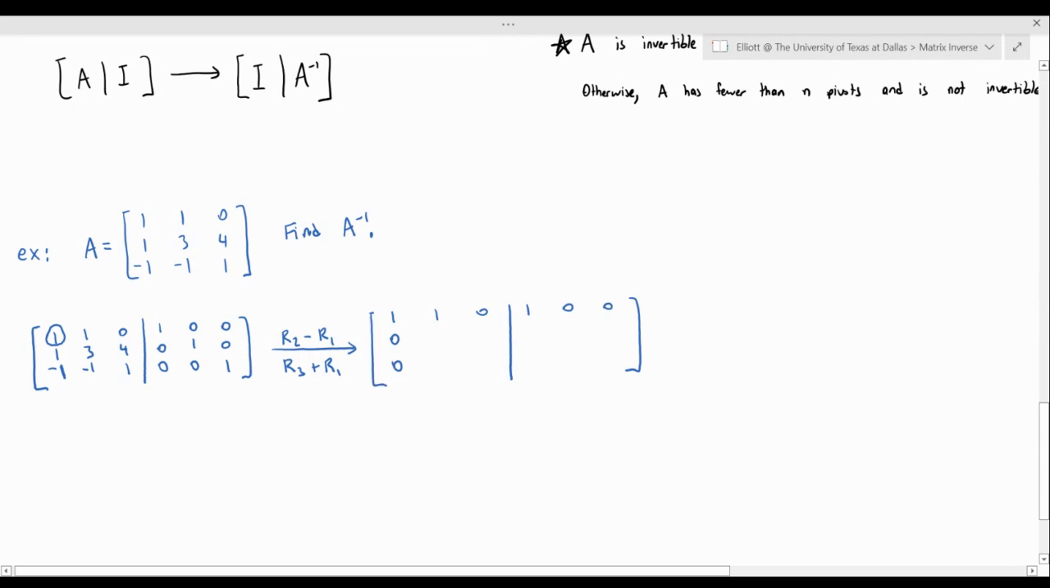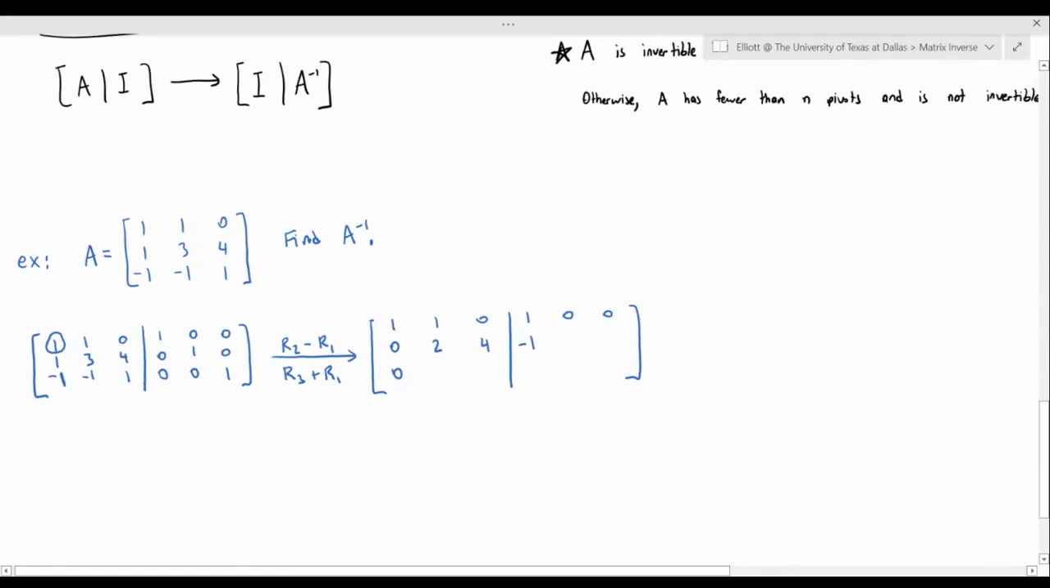Okay, so then let's start by computing the rest of row 2 minus row 1. So row 2 minus row 1, that will be 3 minus 1 will give us 2 here. 4 minus 0 is 4. 0 minus 1 is negative 1. 1 minus 0 is 1, and 0 minus 0 is 0. And then here we are adding row 1 to row 3. So that will give us 0 here, 1, 1, 0, and 1. Okay?